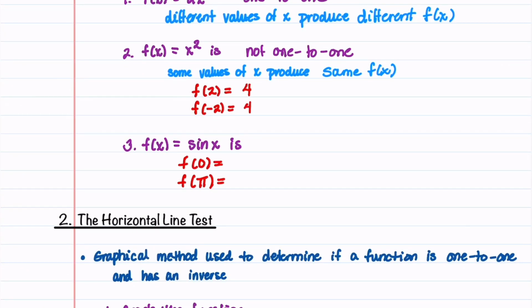Our third example is f of x is equal to sine x. F of 0 is going to be sine of 0, which is 0. Likewise, f of pi is sine of pi, which is also 0. So this function is not one-to-one because two different x values, 0 and pi, produce the same f of x value, which was 0. So we'll write that sine x is not one-to-one.